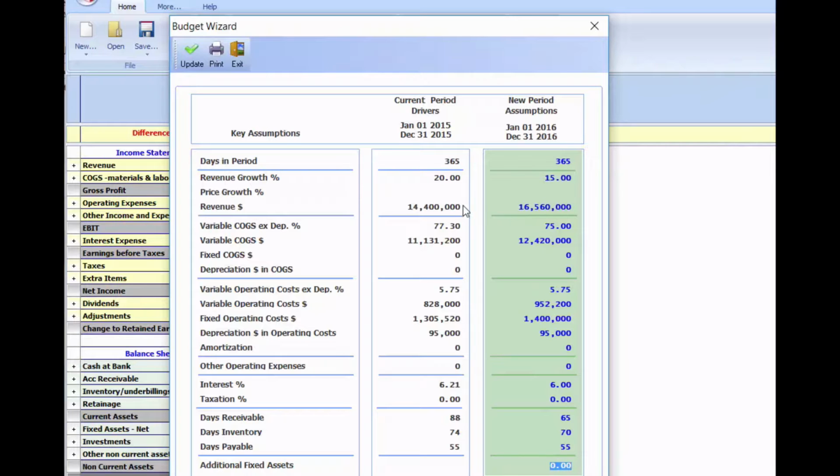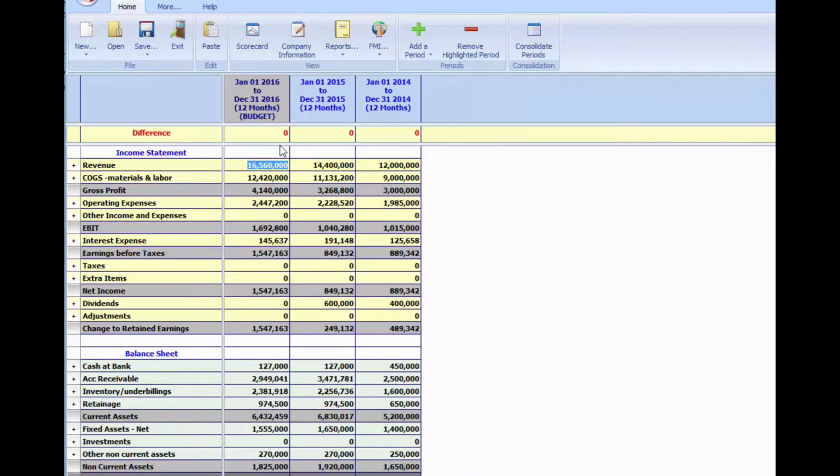And as we said, we're going to keep our depreciation down, so we're not going to have significant capital expenditure going forward. So all we do now is simply press the update key, and there we have a completed income statement for the next year, our completed balance sheet, and of course our completed cash flow.